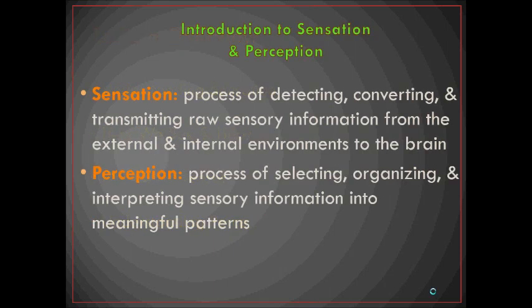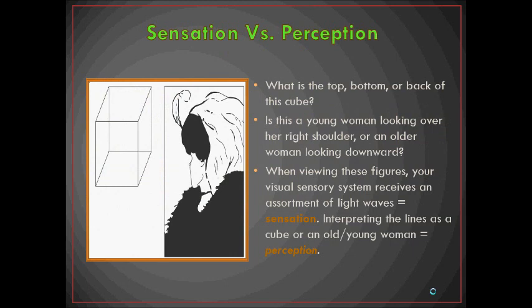So sensation is the process of detecting, converting, and transmitting raw sensory information from the external and internal environments to the brain. Basically taking data from outside and sometimes even inside and sending that to the brain, where it'll then be processed and made into something that actually makes sense to the person. And when the brain is trying to make sense of things, that's perception. That's when we select, organize, and interpret sensory information into meaningful patterns. I have a few examples of this in the next couple of slides.